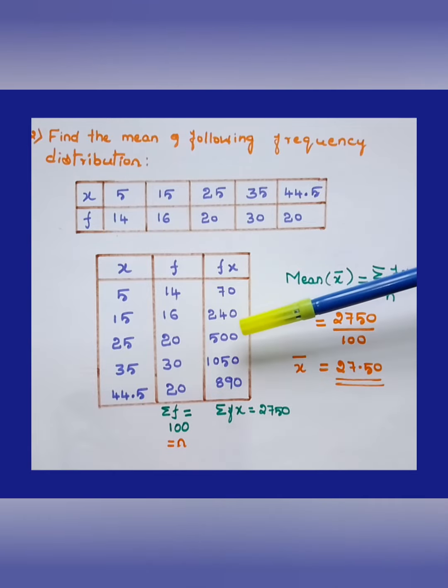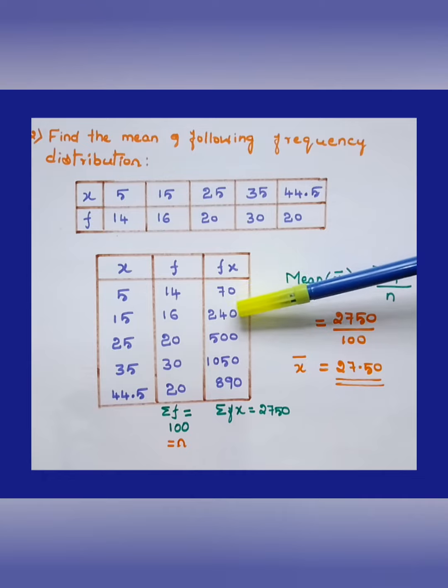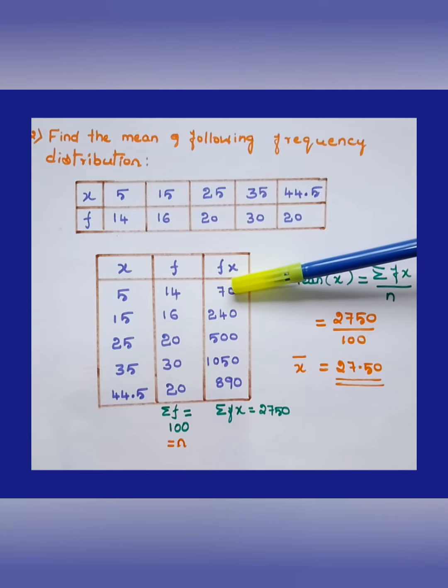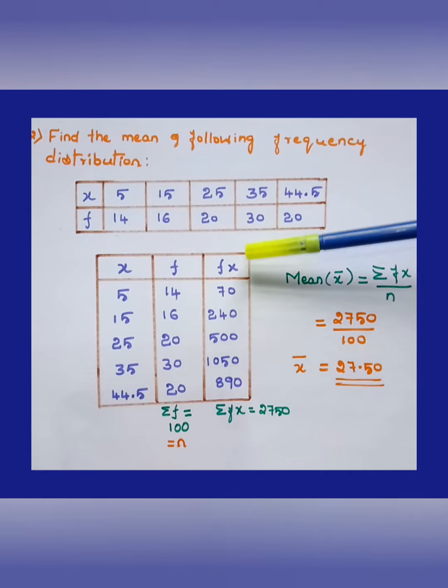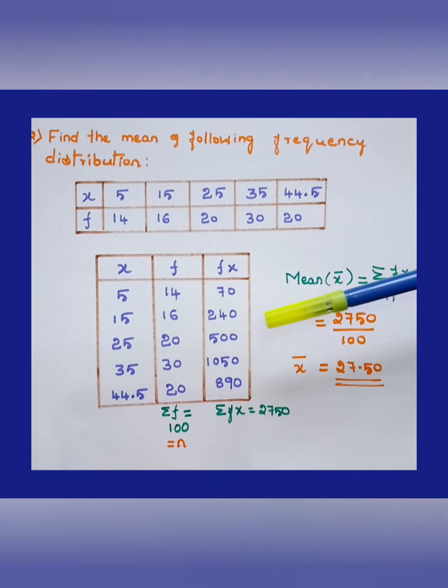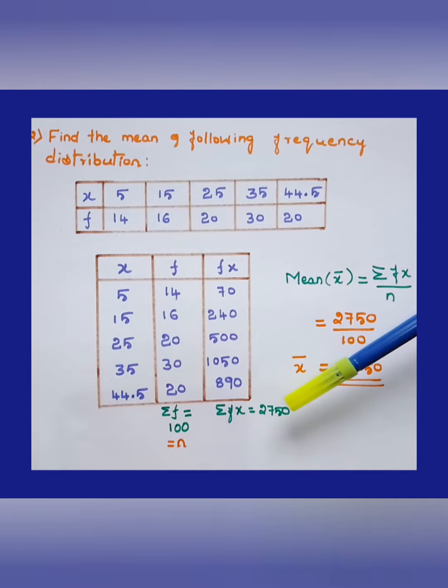Be very careful while substituting these values for adding. Whether it is a single digit number, double digit or triple digit, you know how to write and add them up. Okay, and after that we know the formula. Mean is equal to, we usually represent the mean with a symbol, which is equal to sigma fx by sigma f, or n also you can write, and substitute the value 2750 we got from here, divided by 100 as the n value, and on solving this we get the mean value as 27.50.